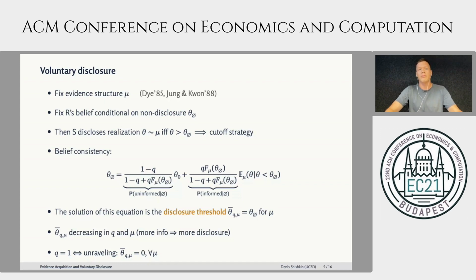The unique solution of this fixed point problem is then the disclosure threshold that depends on the evidence structure mu and probability Q. Moreover, since the receiver is more skeptical about non-disclosure when the sender is expected to have more information, in terms of higher Q or mean-preserving spreads in mu, this leads to more disclosure, or equivalently, a lower equilibrium threshold. In particular, when Q is equal to 1, the receiver is fully skeptical because the sender is known to always obtain the evidence, and so there is going to be full unraveling in equilibrium, corresponding to the 0 disclosure threshold.